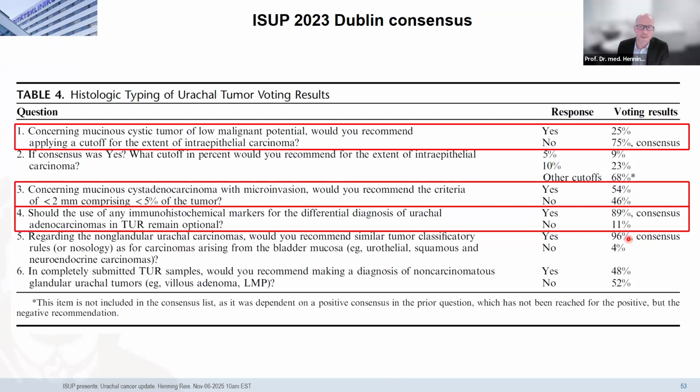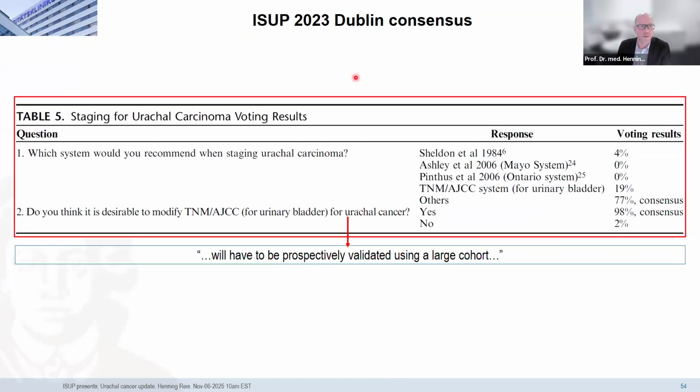And there's also this uncertainty I already mentioned about this threshold of less than 2 millimeters and less than 5% of the tumor in cystic adenocarcinomas to call it microinvasive. There is just not enough data to support this yet. We will see in the future. Another important consensus was that we should use immunohistochemical markers for the differential diagnosis in TOR specimens just if we need it. So it's optional, and it's important, I think, that it remains this way.